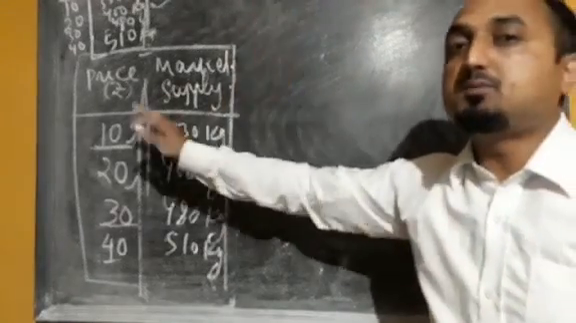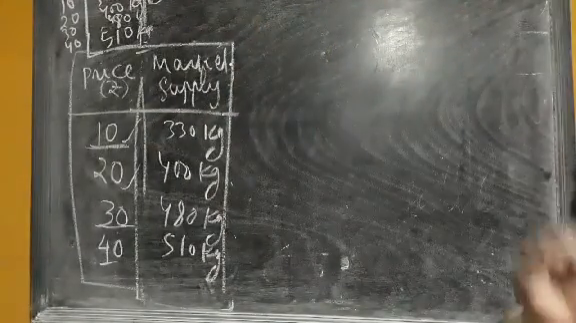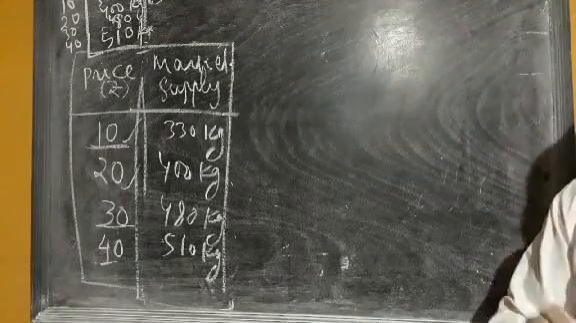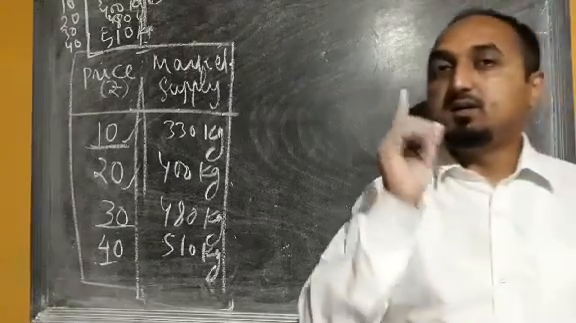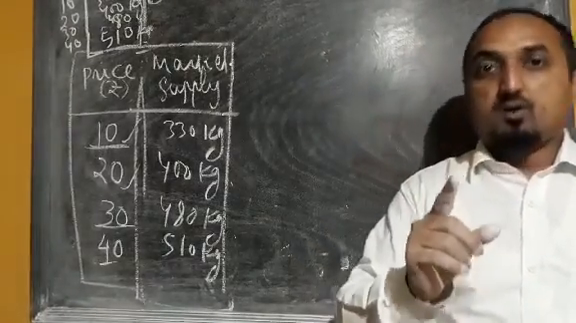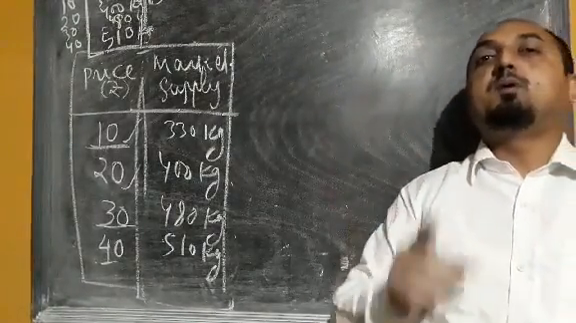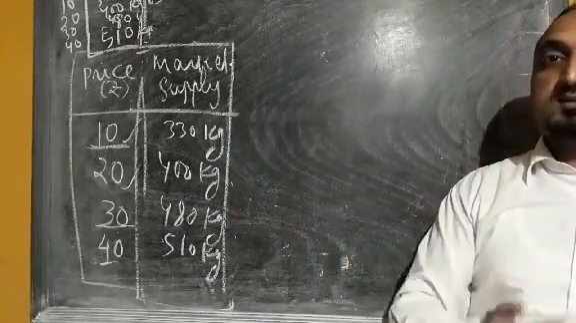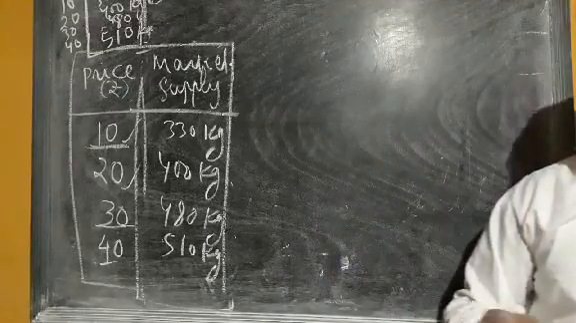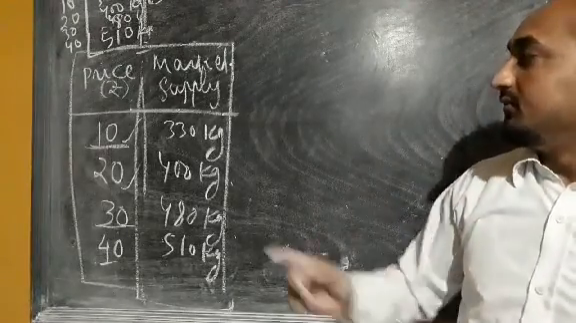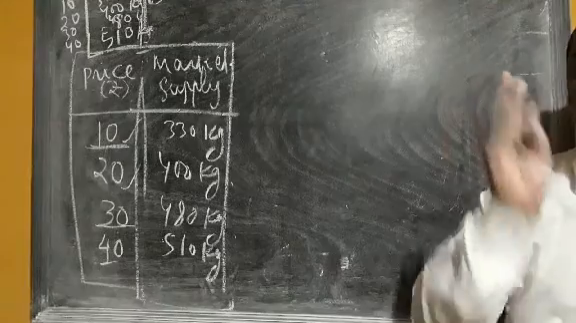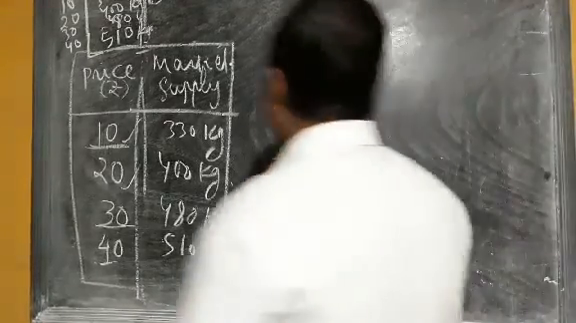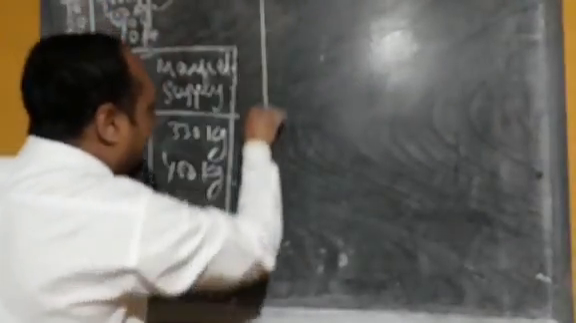Now with the help of this market supply schedule, I am going to derive the market supply curve. The process is the same, the method is the same. The only difference is that in the case of the individual supply curve, we consider the quantity supplied by one producer, but in the case of market supply, we have to consider the quantity supplied by many producers. For simplicity, we have considered only three producers: producer A, producer B, and producer C. You can check it from the previous table. Now I am going to derive the curve.